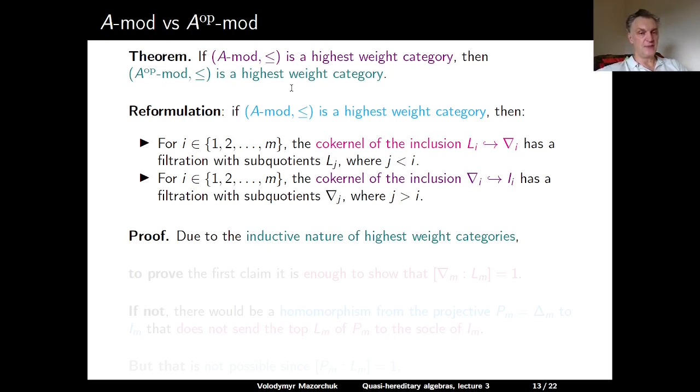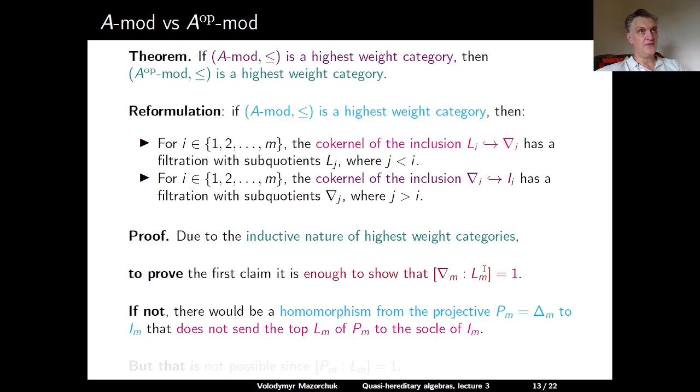Due to the inductive nature of highest weight categories, to prove our first claim, it's enough to prove it for the index m. So it's enough to show that the module L_m appears in nabla_m with multiplicity 1. If this were wrong, there would be a homomorphism from P_m to I_m, which is our nabla_m, which doesn't send the top L_m of P_m to the socle of I_m. But that's not possible, because by the first condition of the highest weight category, L_m appears in P_m only in the top, so it appears with multiplicity 1. So this contradiction establishes the first property in the reformulation. Now we need to prove the second property.